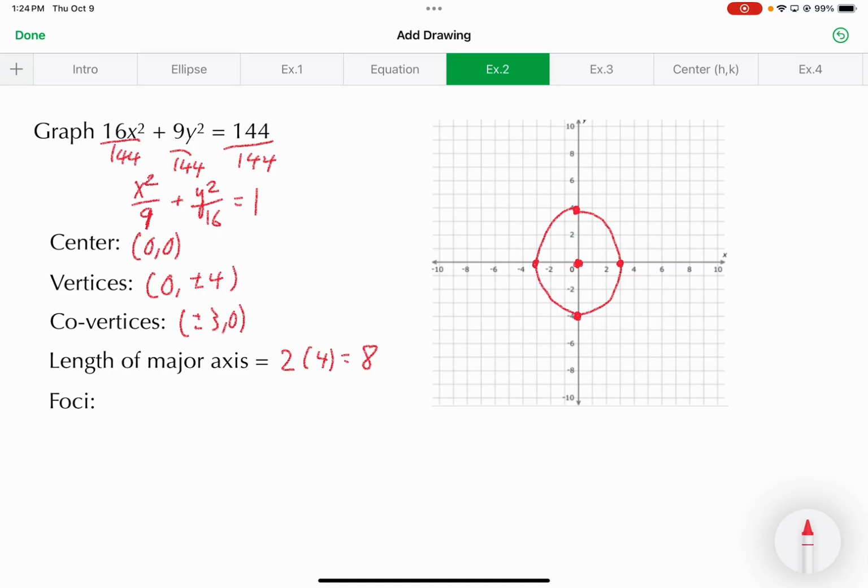All right, so my foci should be on my y-axis, right? Because that's where my major axis is. So I've got to find those. And again, what was the equation for foci that we used? c squared equals what?